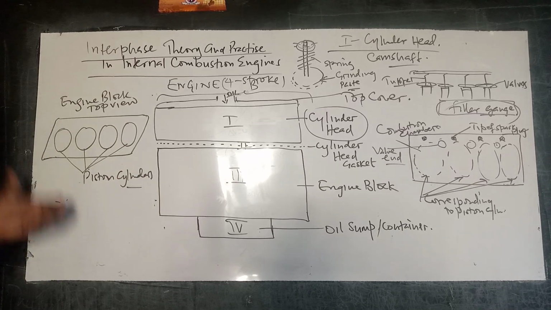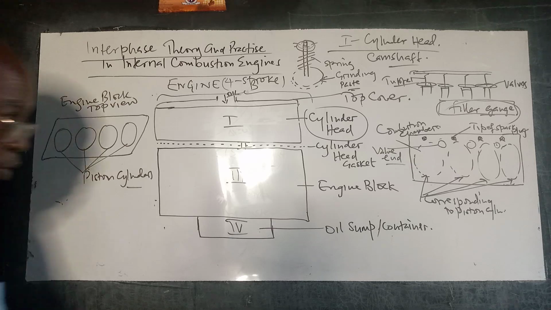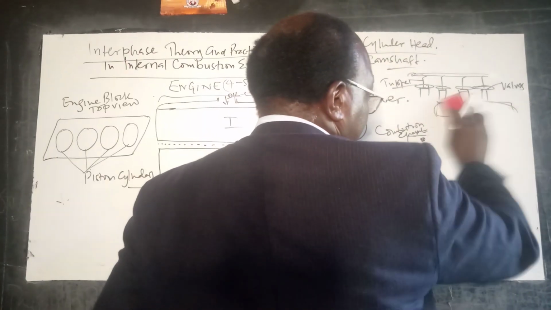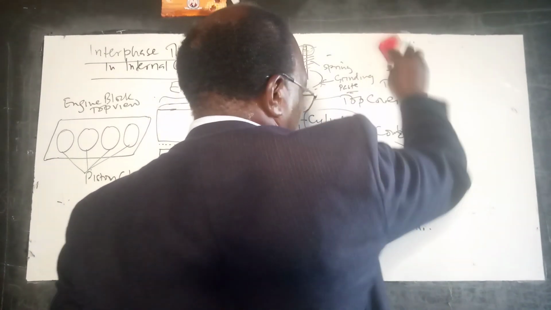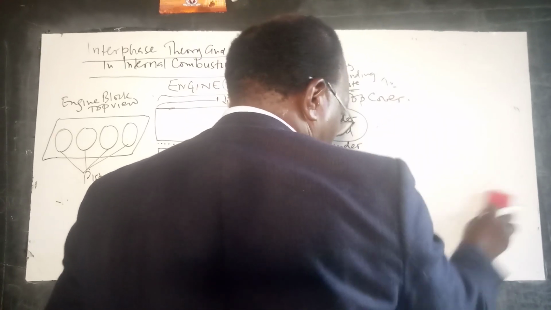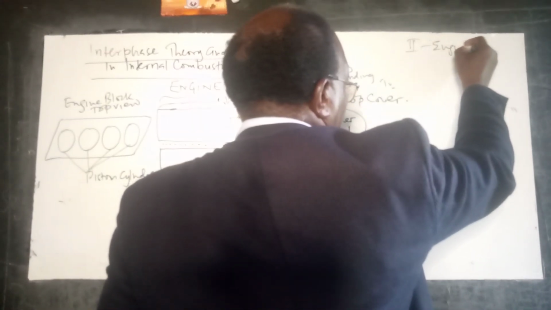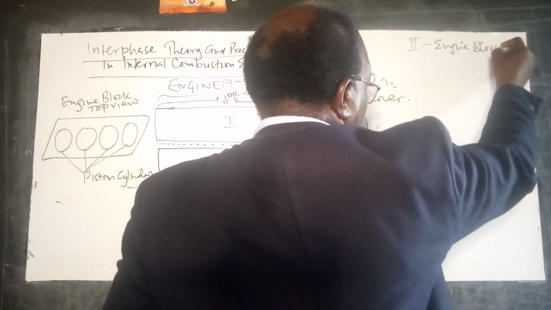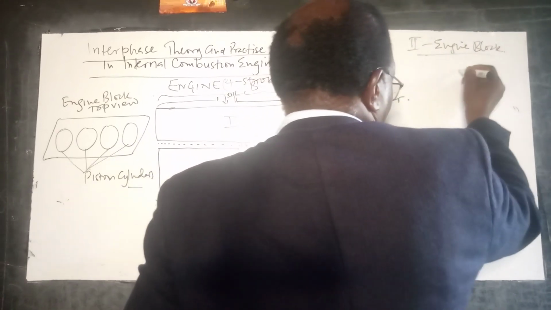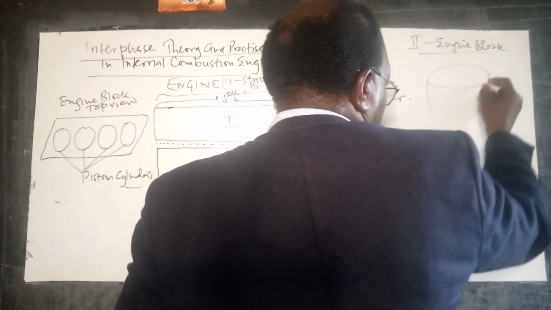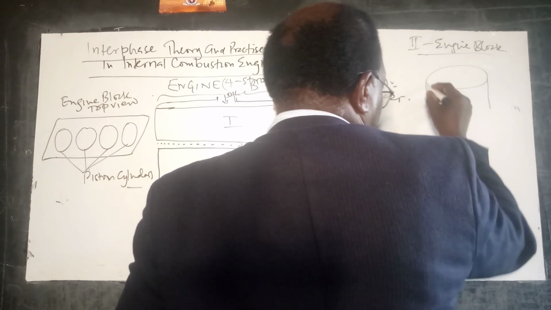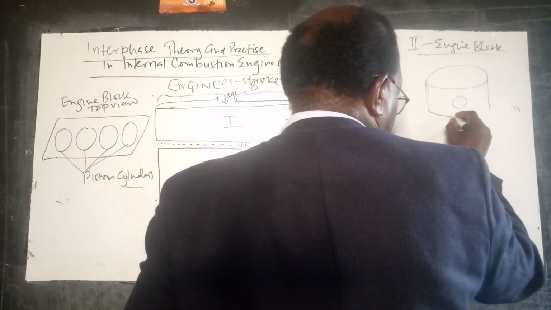This is where you put in your piston cap. Let us use this portion here. So now we are in the engine block. You have your piston cap. It looks something like this. It's placed for the pin.